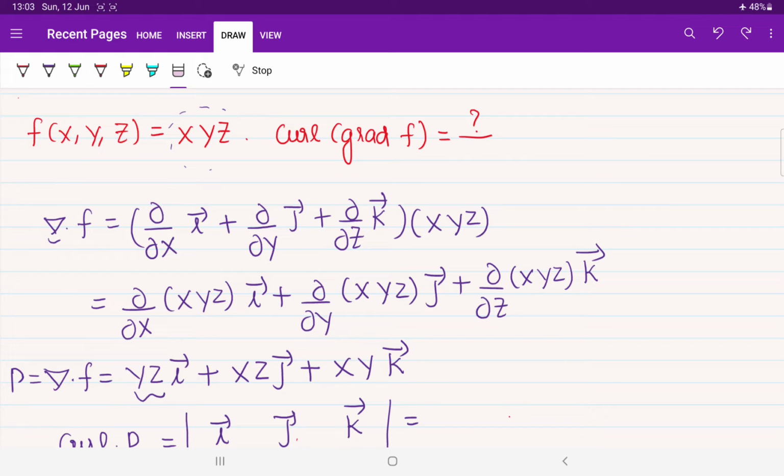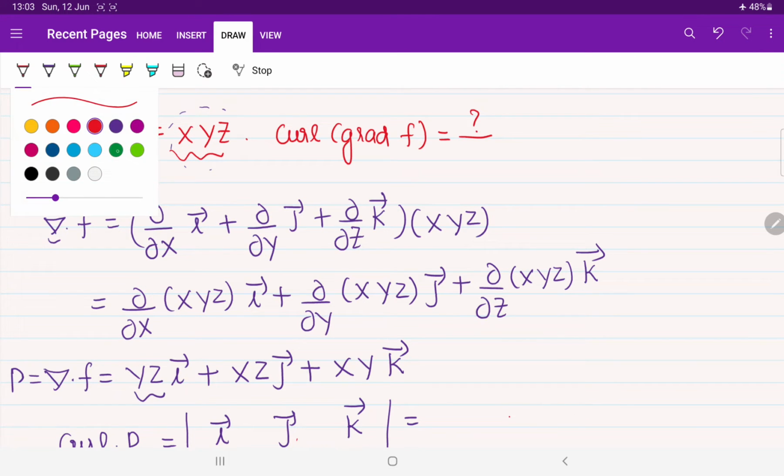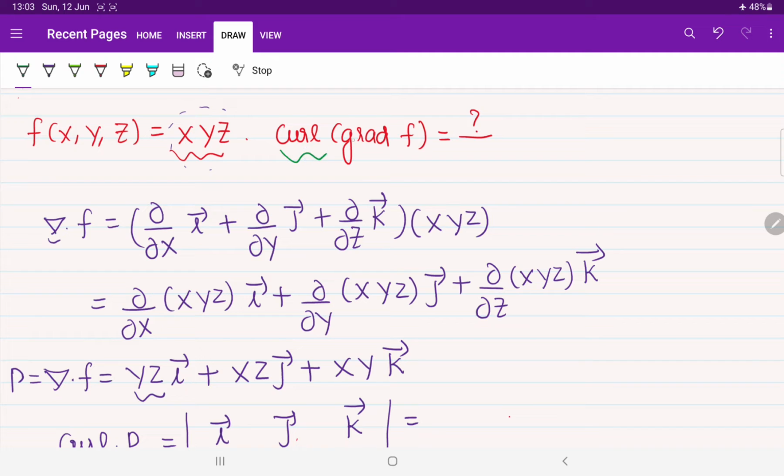So let us learn a few more things here. If you observe the given function, the given question is: f of x, y, z is defined as xyz. Now, what is the question? The question is curl of gradient of f equal to dash.